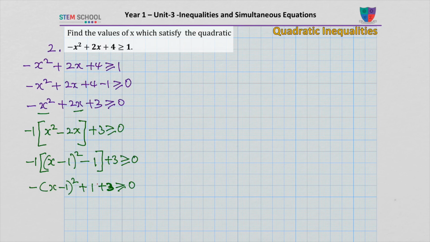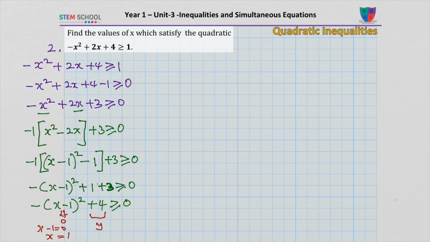Now I get minus x minus 1 squared plus 4 is greater or equal to 0. The plus 4 is the y value at the turning point. And I need to set x minus 1 to 0. So therefore, x minus 1 equal to 0, x equals 1. So that's the x value at the turning point. At the turning point, I have x equals 1 and y equals 4. But x equals 1 is also the line of symmetry, which is equal to the x value at the turning point.